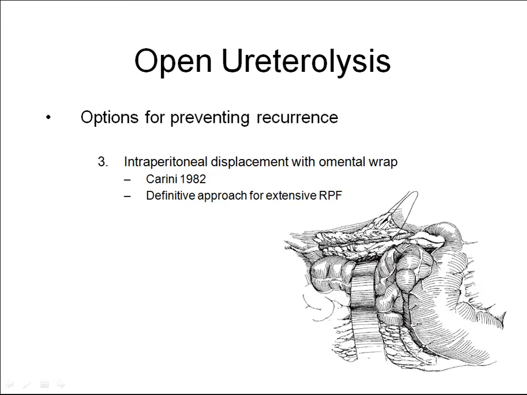A third and probably the most commonly used technique involves intraperitoneal displacement as previously described, followed by omental wrapping of the ureter. This was described by Kirani in 1982 and is thought to be the definitive approach for patients with extensive RPF. So you can see here the omental wrapping of the ureter.